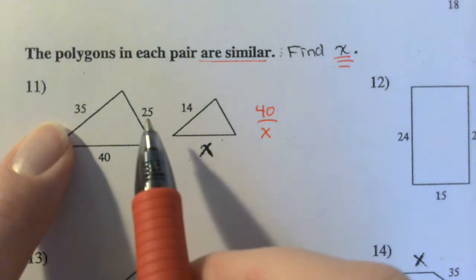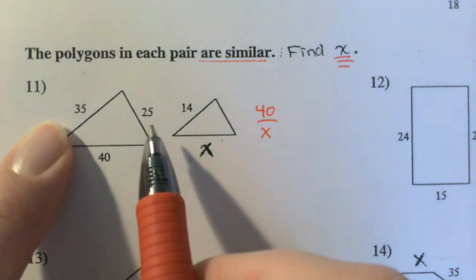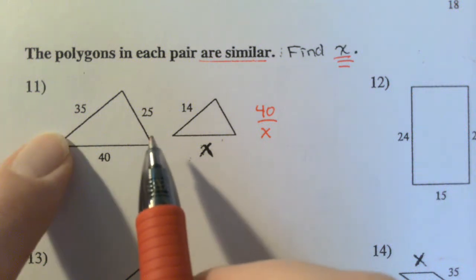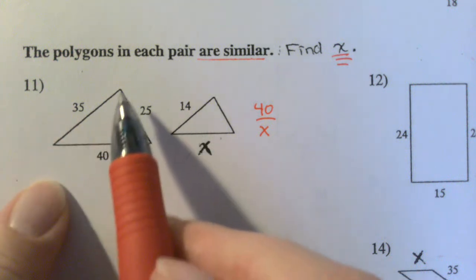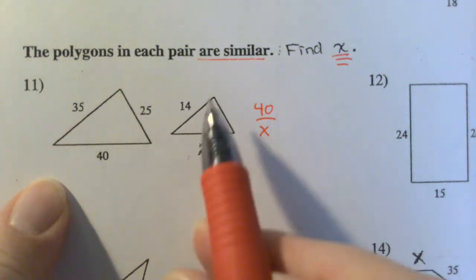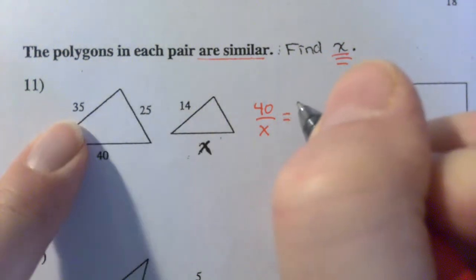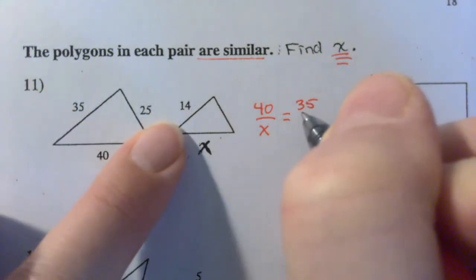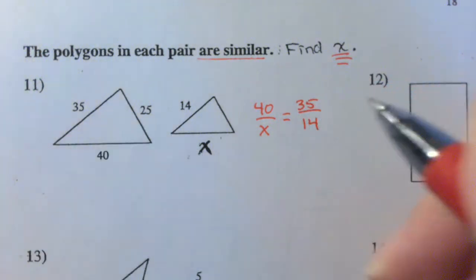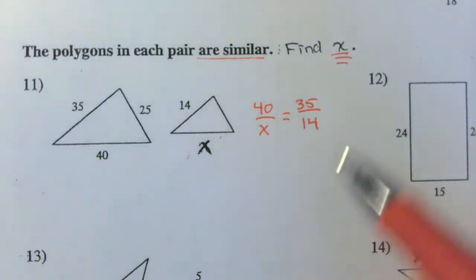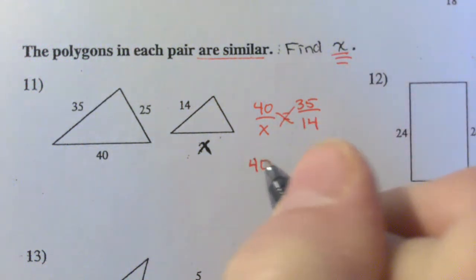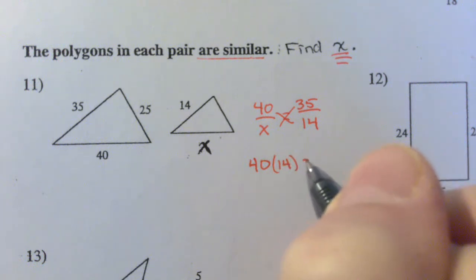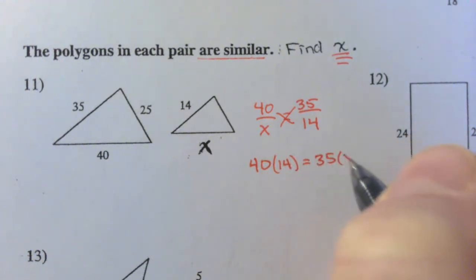Do I want to use the 35 or the 25? Which one should I use, guys? 35 or 25? 35. I'm going to use that 35 because it matches with the 14. It's the longer side of the triangle with the longer side. So I'm going to say that equals 35 over 14. So I don't need the 25. And then how do you solve this proportion? You cross multiply. So I'm going to take 40 times 14 and set that equal to 35 times X.